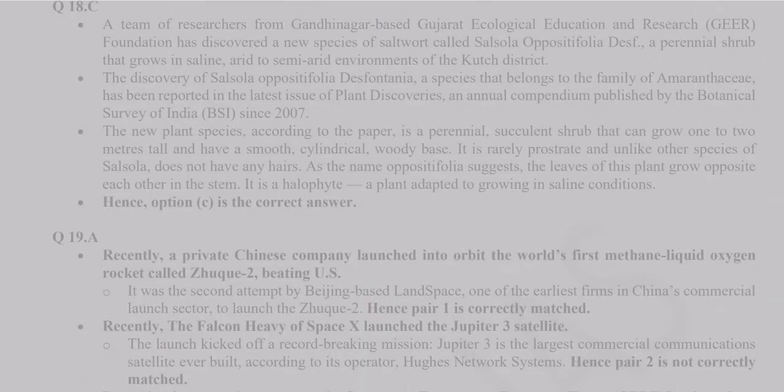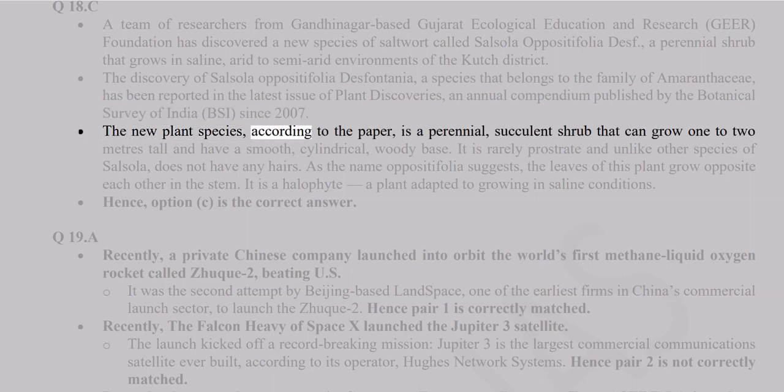Q18. C. A team of researchers from Gandhinagar-based Gujarat Ecological Education and Research (GEER) Foundation has discovered a new species of saltwort called Salsola oppositifolia Desf., a perennial shrub that grows in saline, arid to semi-arid environments of the Kutch district. The discovery of Salsola oppositifolia, a species that belongs to the family of Amaranthaceae, has been reported in the latest issue of Plant Discoveries, an annual compendium published by the Botanical Survey of India (BSI) since 2007.